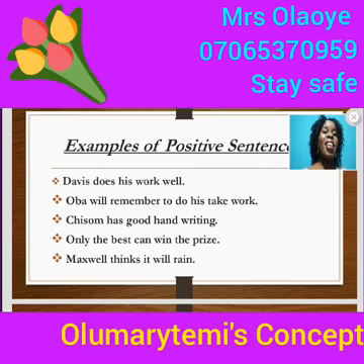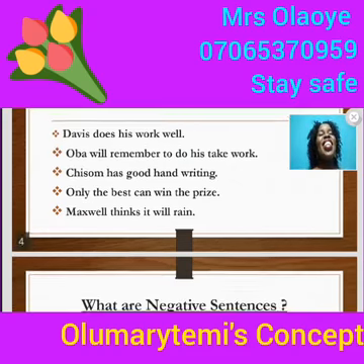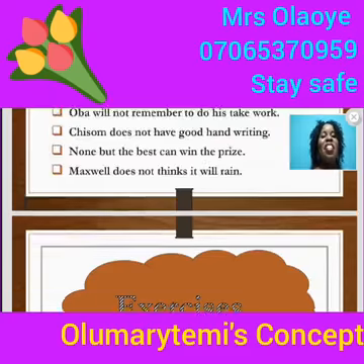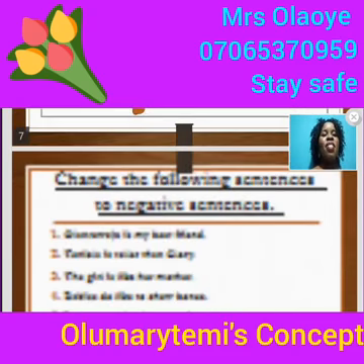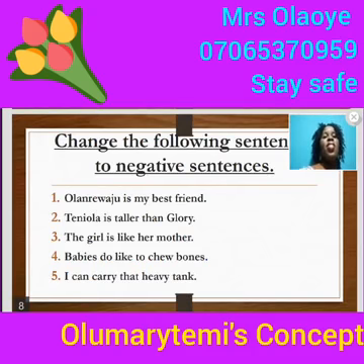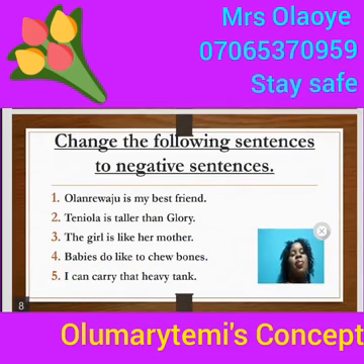Okay, we've come to the end of today's class. I would love you to do your exercises. We have them in two phases. The first one says change the following sentences to negative sentences. Number 1, Olumarytemi is my best friend. Teniola is taller than Glory.